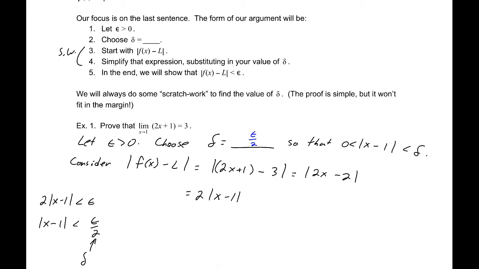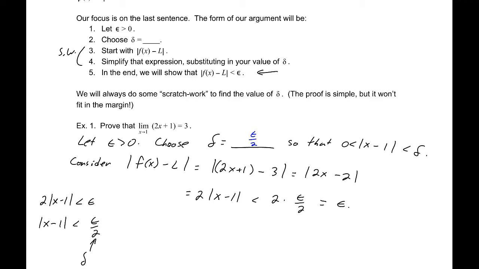Now, hopefully we'll see what happens there. This won't be equal to. This will be less than because the absolute value of x minus 1 is less than delta, which means that it is less than epsilon over 2, which is then equal to epsilon. So what we have shown is that the absolute value of f of x minus L is less than epsilon, which is the last line right here.